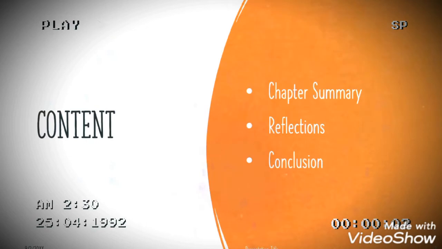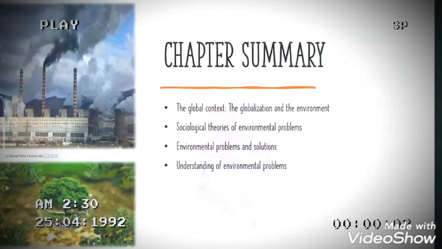In this video, we're only going to talk about the chapter summary, my reflection on the chapter summary, and then the conclusion. For this chapter summary, I have 4 main points. The first is global context, globalization and environment. The second is sociological theories of environmental problems. The third is environmental problems and solutions, and the fourth is understanding of the environmental problems.